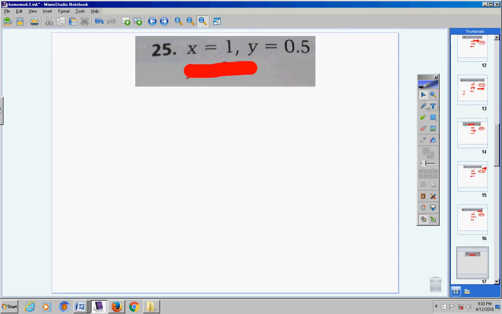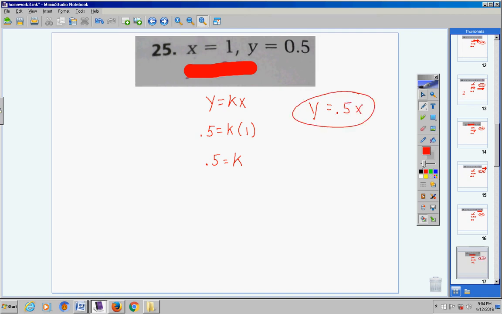Number 25. They want us to write a direct variation equation, so it's direct variation. We'll use that model right there. We're going to solve for k first, so where the y is, I know what k equals, I will pick that number up and put it in for k right here. And so there's my model. Alright, y equals 1/2 x or 0.5x. Okay, let's take a look at some word problems here. Number 26.